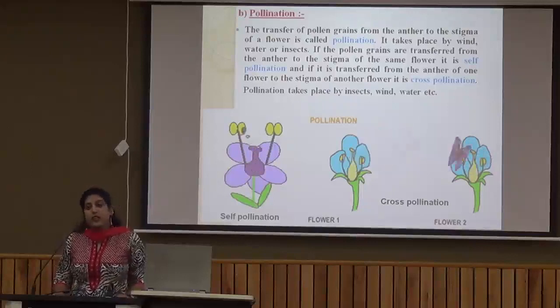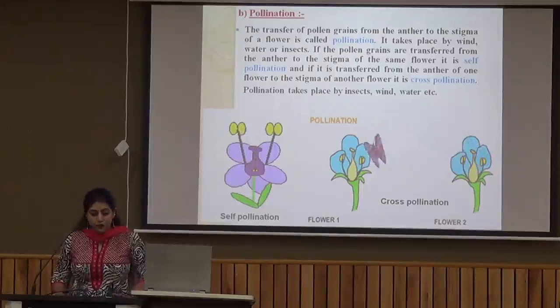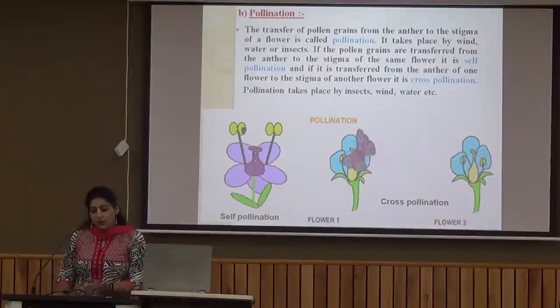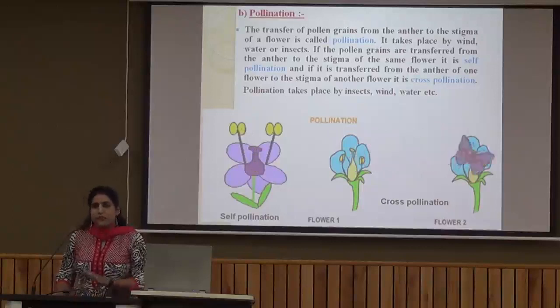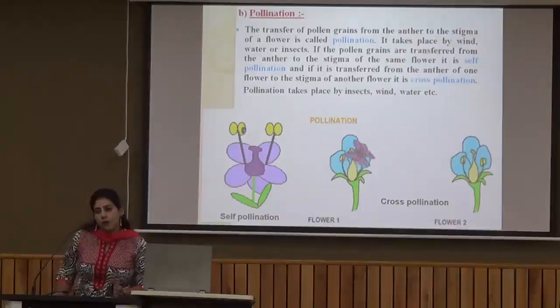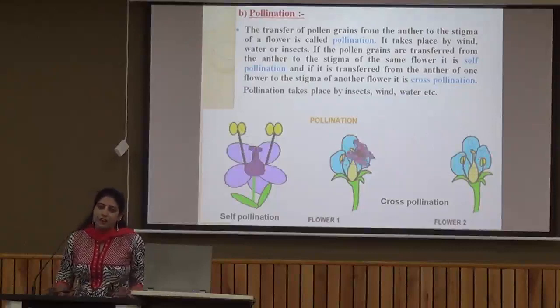Now the insects play a very crucial role. If you see in the figure of cross-pollination, the butterfly was sitting on one flower and then it flew to reach the second flower. So there would be a transfer of pollen grain from the first flower to the second flower, and we'll get the variation, and the pollination process is also taking place.